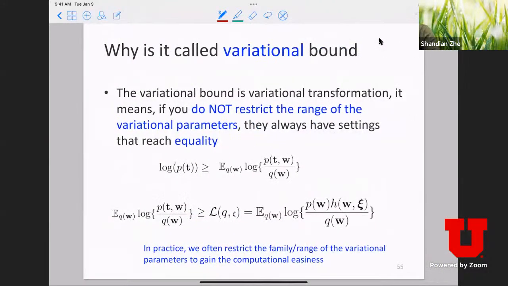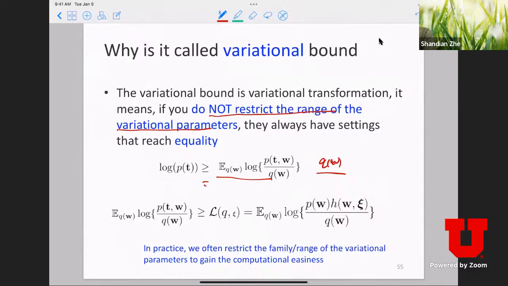Okay, so why is it called variational bound? The variational bound is a variational transformation. It means that if you do not restrict the range of the variational parameters, there are always settings that reach the equality. Here, in the global variational inference case, if you do not restrict the family Q of W, in theory, if you set Q of W to the true posterior, you get the equality, right?